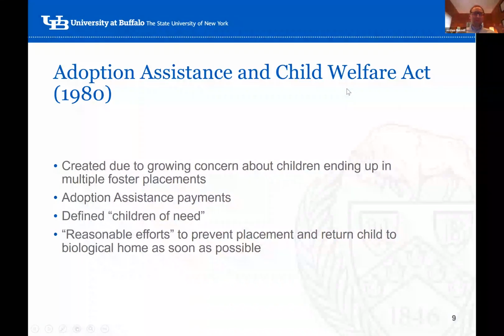It created a definition of children in need of placement or services. It created more funding for adoption assistance. But the big thing to take away from this piece of legislation was the idea that it stated there needed to be reasonable efforts to prevent placement and return the child to their biological home as soon as possible. It did not go into any more detail than that. And again, with this being a state-dependent system and sometimes a county-dependent system, everybody interpreted this a little bit differently. However, most areas determined that this meant we have to do everything we can to keep kids in their biological home, no matter what. So now, instead of concerns about too many kids being placed out of the home, there were concerns about kids who were not being removed from unsafe homes in the first place.